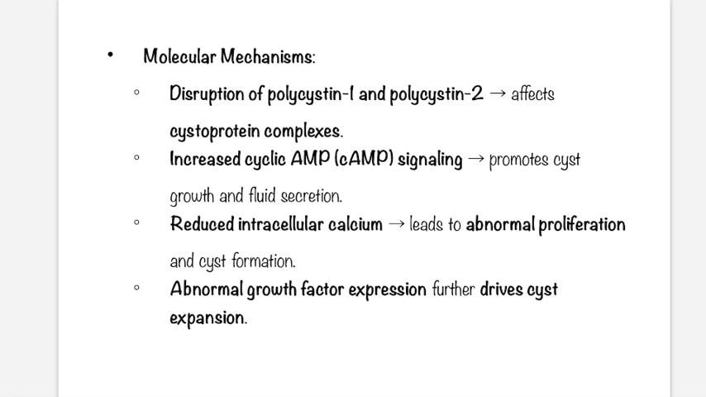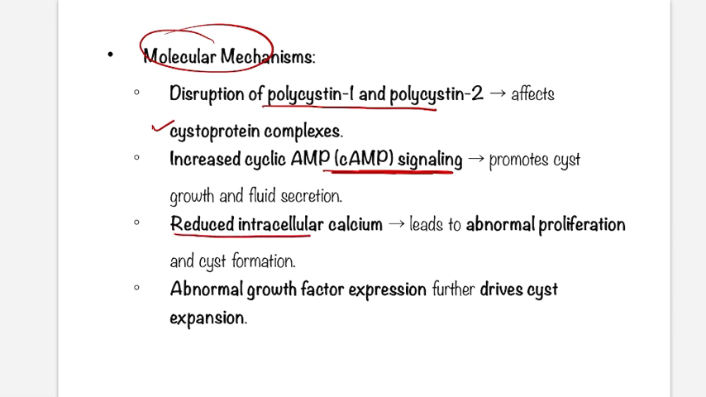Okay, so how do they work? Polycystin 2 and polycystin 1 disrupt the ciliary protein complexes, and cyclic AMP signaling is involved, which promotes cyst growth and fluid secretion. It also reduces intracellular calcium, leading to abnormal proliferation and cyst formation, and abnormal growth factor expression further drives cyst expansion.